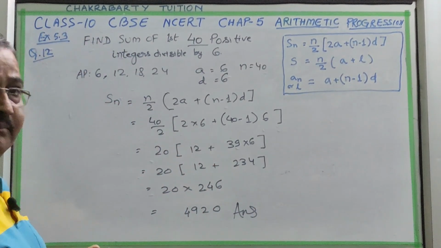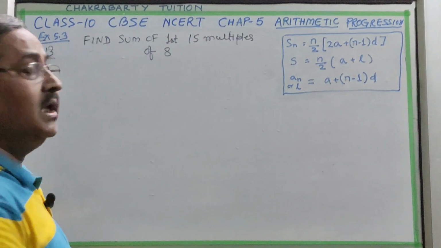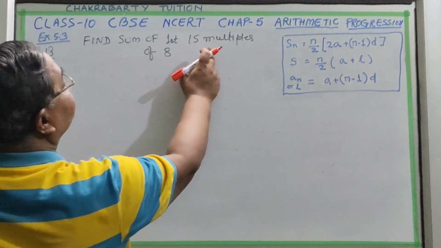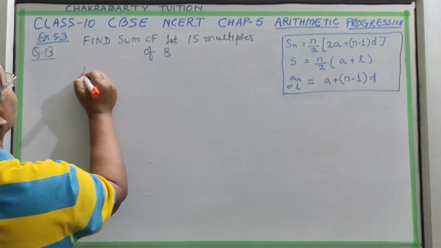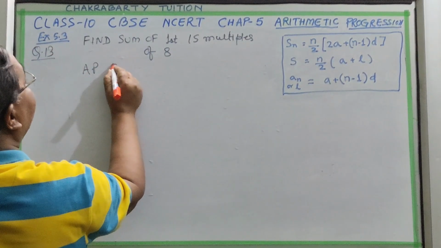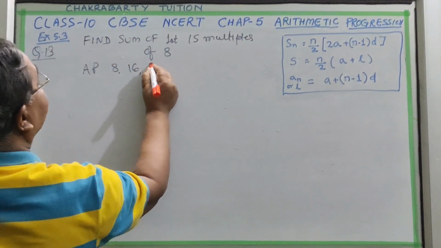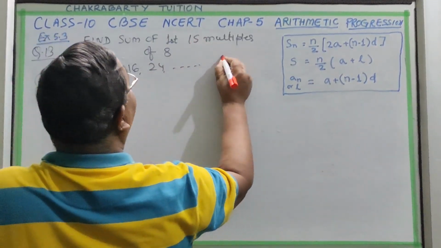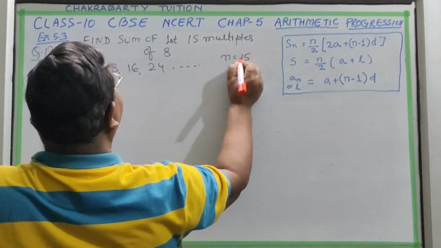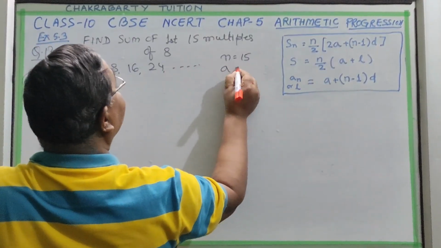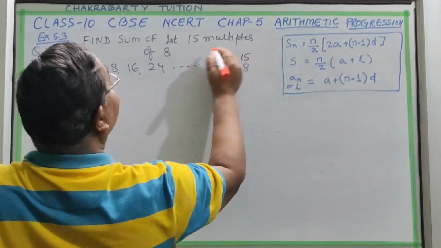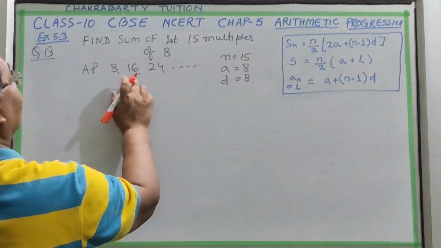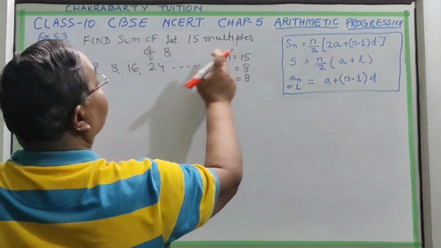Now we will go to question number 13. Here you have to find the sum of the first 15 multiples of 8. So your AP will be 8, then 16, 24 and like that. N will be 15, A will be 8 and D will also be 8, the difference. And you have to find the sum.